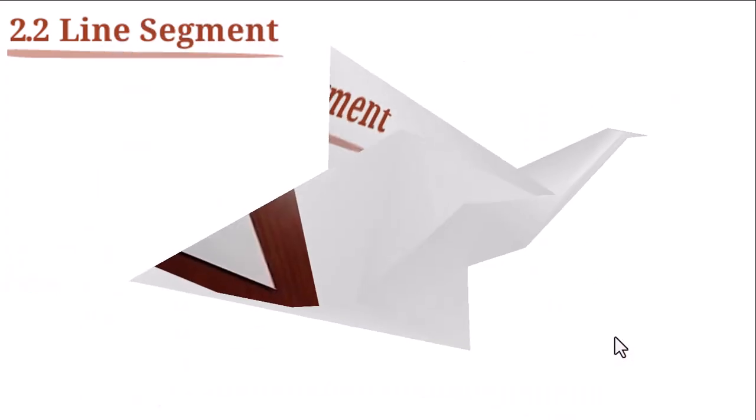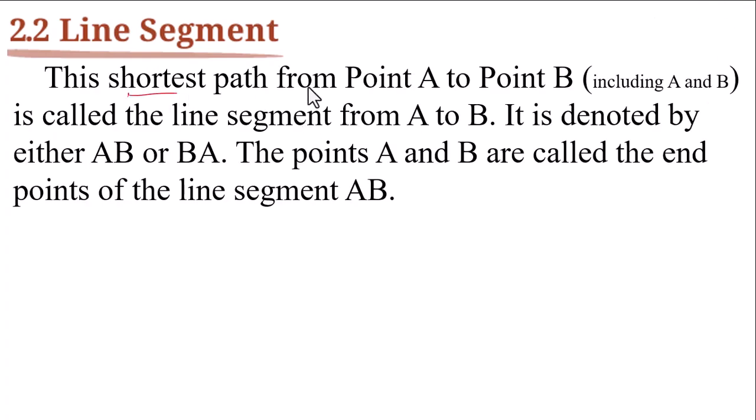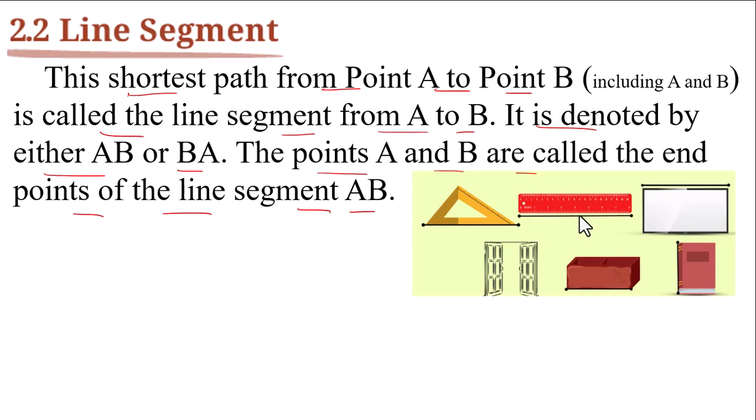Now let us see the definition. What is a line segment? The shortest path from point A to point B is called the line segment from A to B. It is denoted by either AB or BA. These points A and B are called the end points of the line segment AB. Can you give some examples of line segments? Yes, the scale edge, board edge, door edge, this side, the duster, and the book side are also line segments. These are examples of line segments.